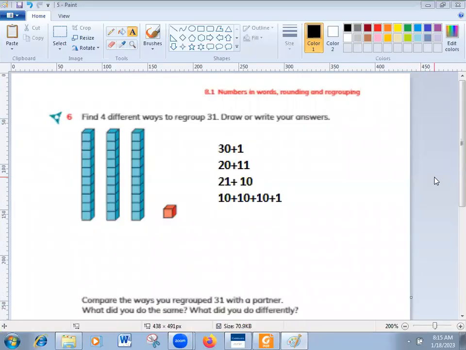If it is more than 5, we are going to take the next tens. Question number 6, find 4 different ways to regroup 31. Draw or write your answers. So what we did, we wrote the answers. We found 4 different ways to write 31. If you are adding 1 with 30, it is 31. 20 plus 11 is 31. 21 plus 10 is 31. And if you keep on adding 10, 10, 10 plus 1, it is 31. So these are 4 different ways to regroup 31.